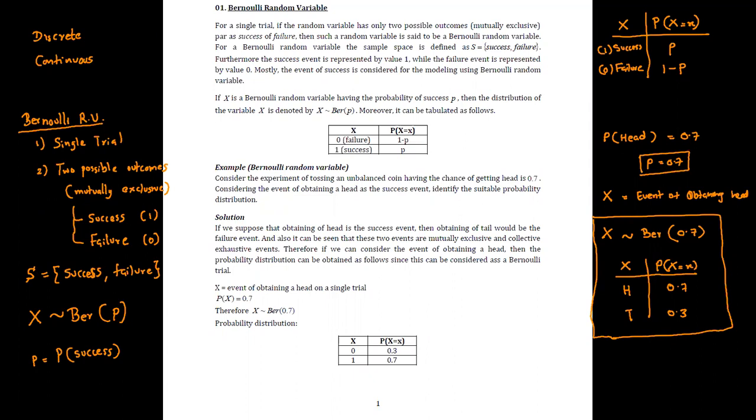Apart from head and tail, if you wish, you can say head as your number 1, it is the success, and tail as 0, it is failure. But if you are using this 0 and 1, definitely you have to say that 1 denotes obtaining head and 0 denotes obtaining tail. Therefore, it would be better if you can write these notations as well.